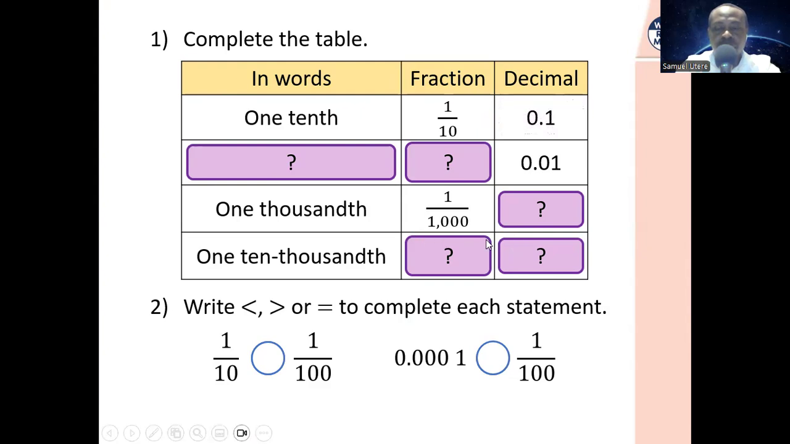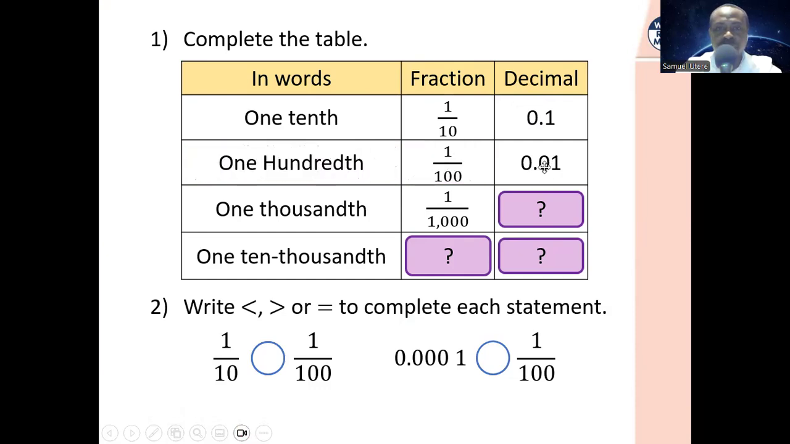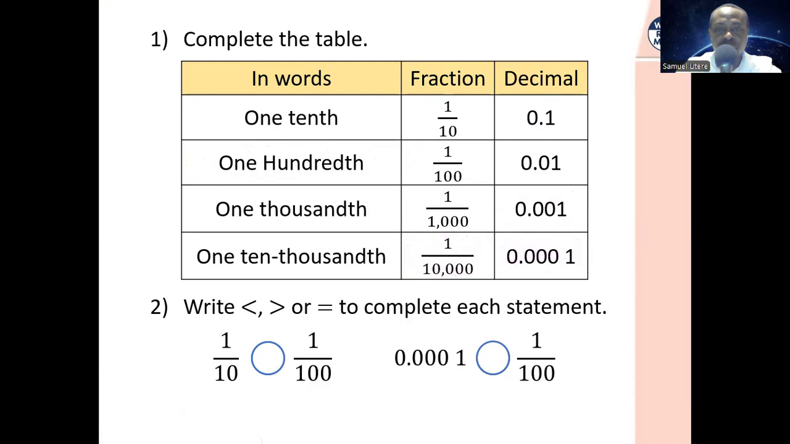So here you were asked to complete the table. To complete the table in words, fraction, and decimal, the first one is 1/10. So that is 0.1. The next one is 0.01. So that will be 1/100th. The next one is 1/1,000th. The next one is 1/10,000th. I'm sure you're spotting some pattern, but I won't reveal that pattern yet until later.